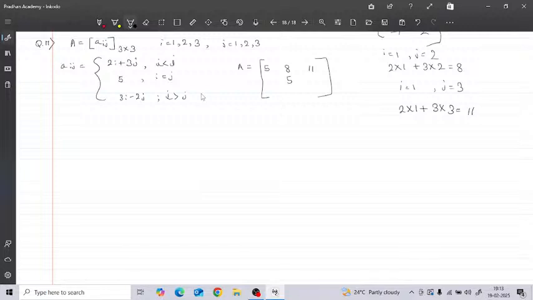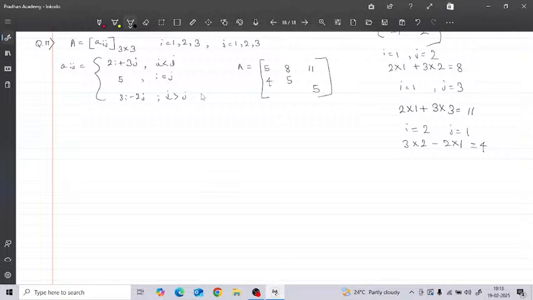Next, this element is also 5, and this element is also 5. Here, i is 2 and j is 1, so i is greater than j. So what will be my element? 3 into 2 minus 2 into 1. 6 minus 2 is 4.